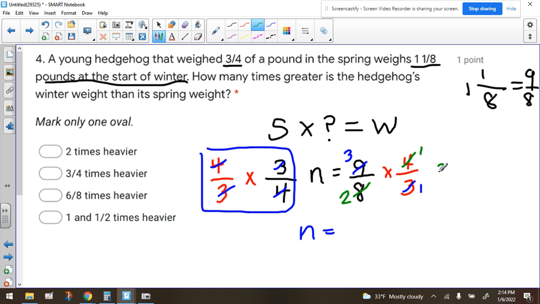So just finish up. And it will be an improper fraction. You may need to rename it as a mixed number.